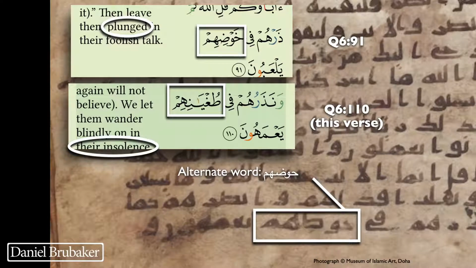Fi hauzihim actually is used, as you can see, in another verse, not too far from here in the same surah, then leave them plunged in their foolish talk. So here at 6:110, with this alternate word, it has the reading of we let them remain plunged in their blindness, or remain immersed perhaps in their blindness. Makes sense to my understanding of the Arabic. It does make sense. It's just an alternate reading, a different word from what we have today.